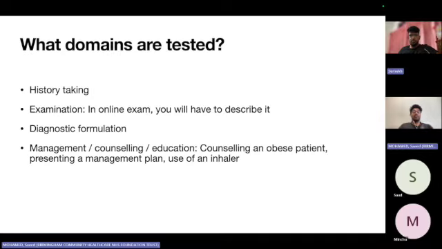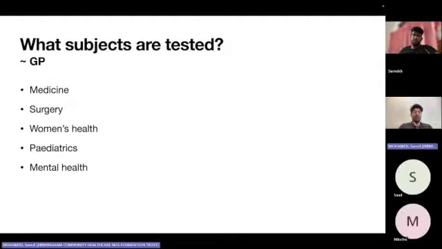But management and counseling is something we are not that good at, and we need to improve in that usually. Some examples in management or counseling stations would be counseling someone who's obese to lose weight, presenting a management plan, like, this is how things are, this is what you're supposed to do, and explaining to the patient how to use an inhaler. All of this would be counted as management, counseling, or education. Are you clear with this? Four domains that are usually tested. Yes, sir.